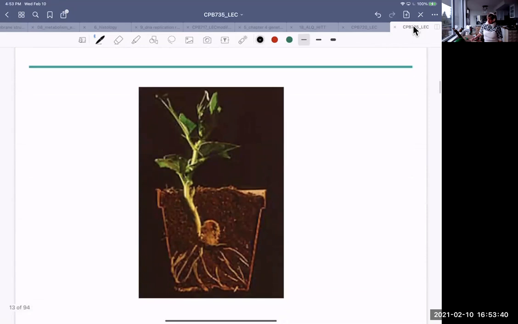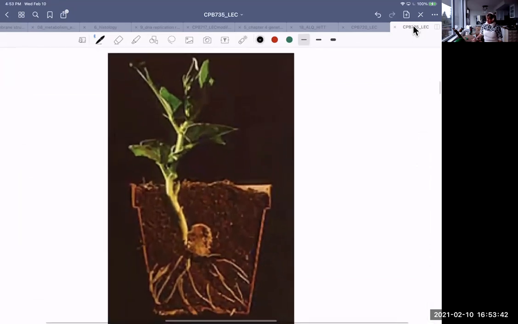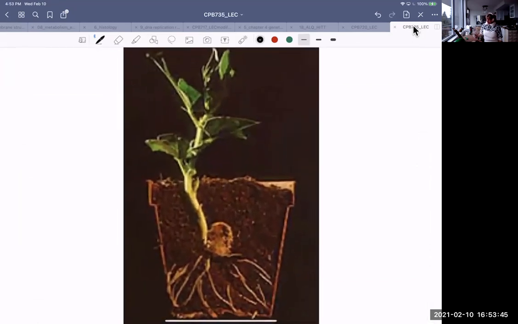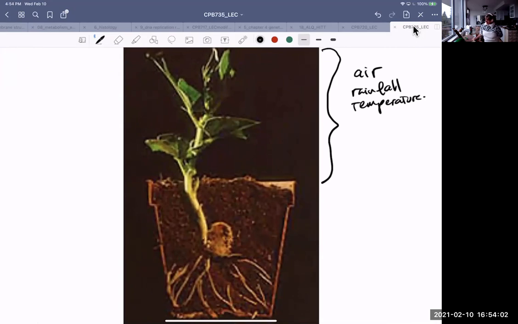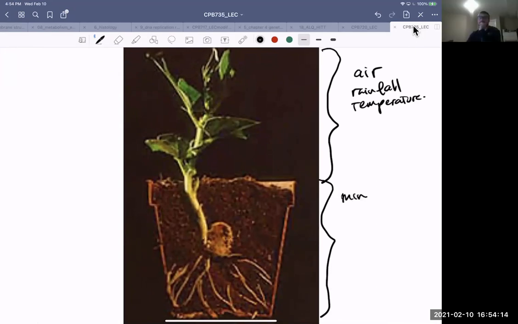So if we're looking at a plant, this is a potted plant that's been split down the middle so that you can see the different environments. Above ground, what's above ground? Air, rainfall, temperature variation. What's below ground that a plant needs? Minerals? Minerals, good, yeah.